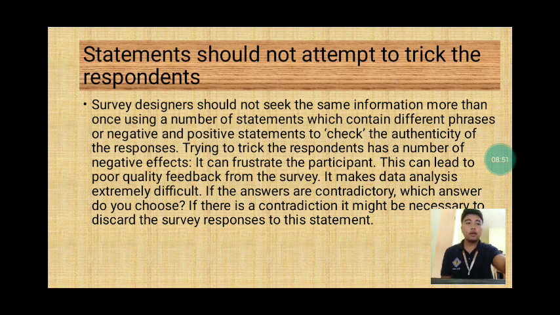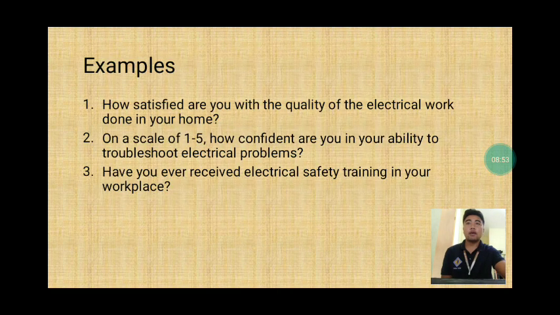So, the next slide is the example of statements that should not attempt to trick the respondents. The first one is, how satisfied are you with the quality of the electrical work done in your home? And the second one is, on a scale of 1 to 5, how confident are you in your ability to troubleshoot electrical problems? Have you ever received electrical safety training in your workplace? The next slide.